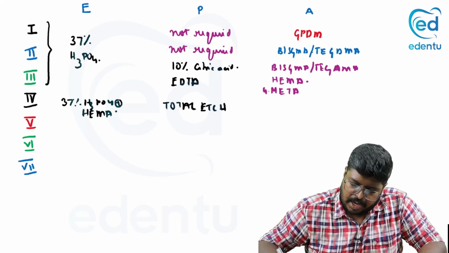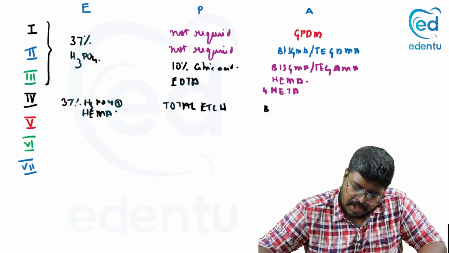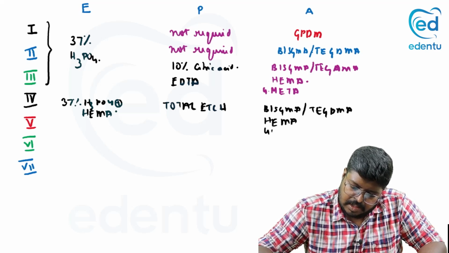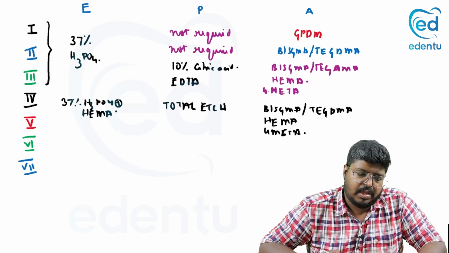Here you had a repeat of what was happening. The adhesive still could be bis-GMA and TEG-DMA. You could have HEMA and 4-META. So you had various options that were coming over here.